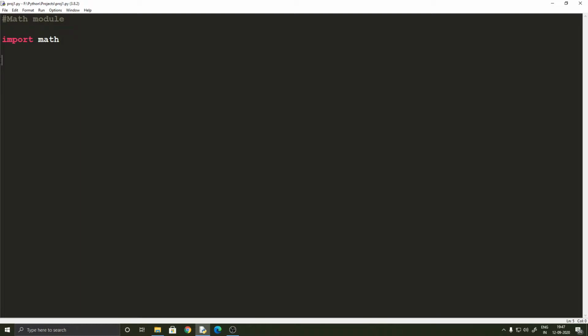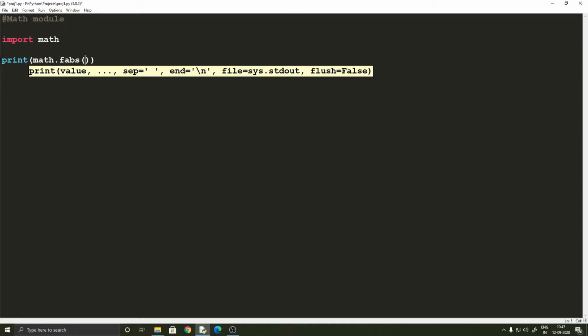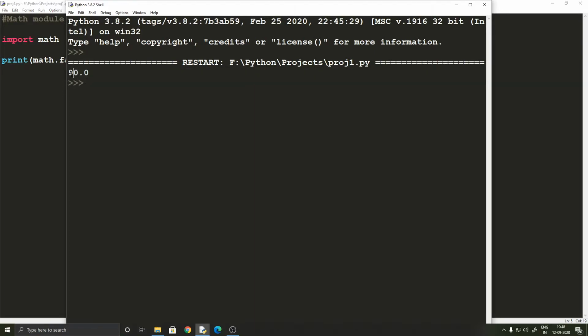So the second function that we'll be looking at is the fabs function, and this function returns the absolute value of the number that we pass into it. So let's look at an example. So print, let's say we want the absolute value of minus 90. So we'll have to write math.fabs and pass the number. So this function returns the absolute value of minus 90, which is 90. So let's run this. So 90. So that's how the fabs function works.